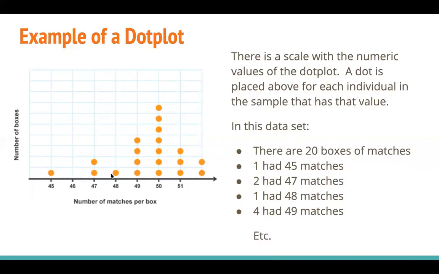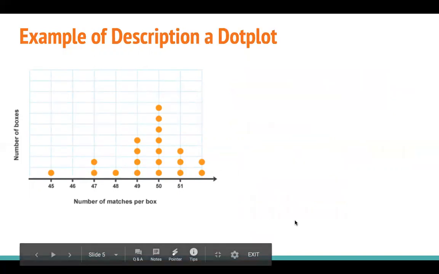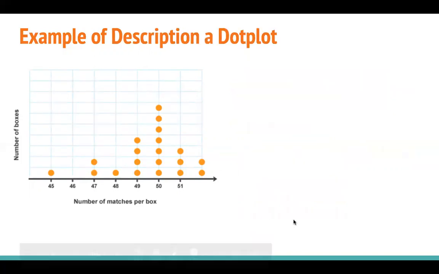If I count up these dots, there are 20 total dots. And I can see here that there was 1 box of matches that had 45 matches, 2 boxes had 47, 1 box had 48, 4 had 49, etc. All right, and on to the description of a dot plot.